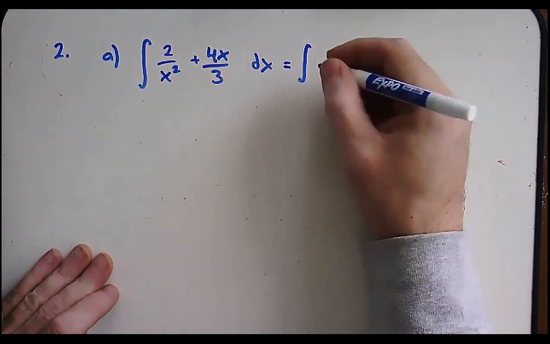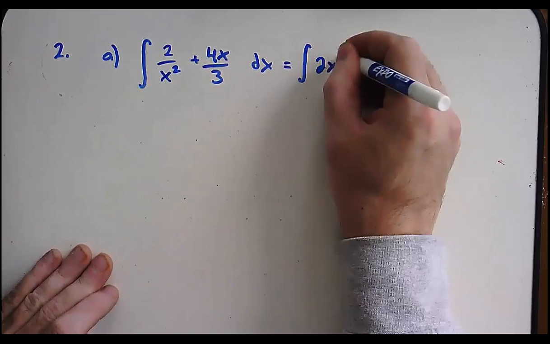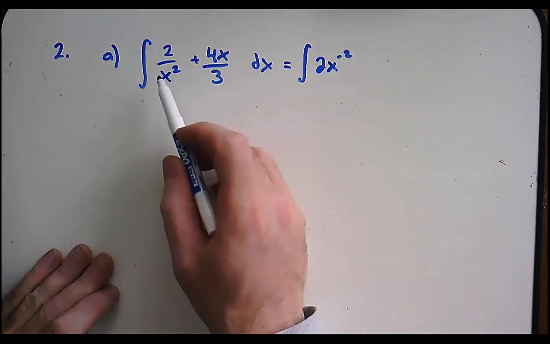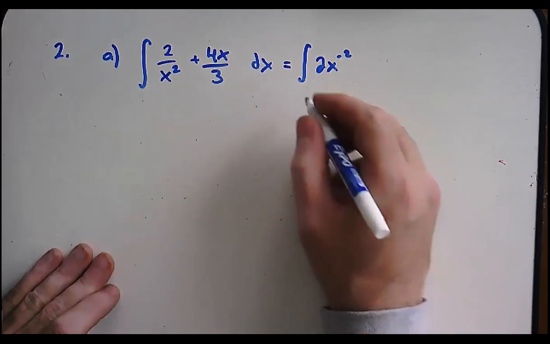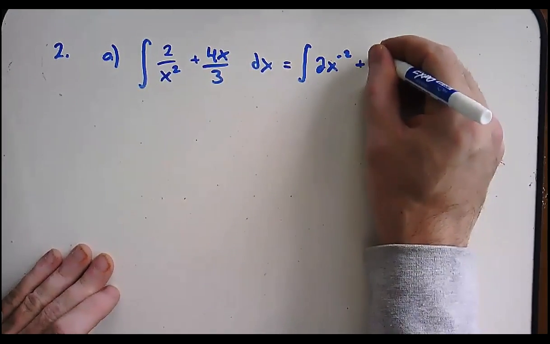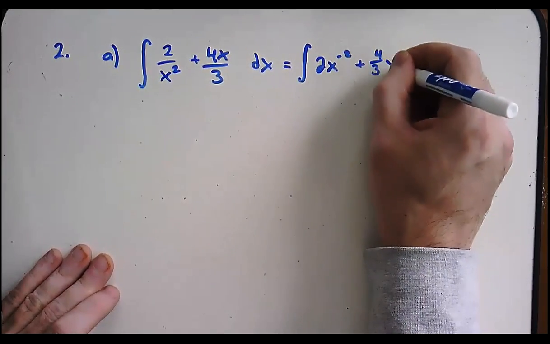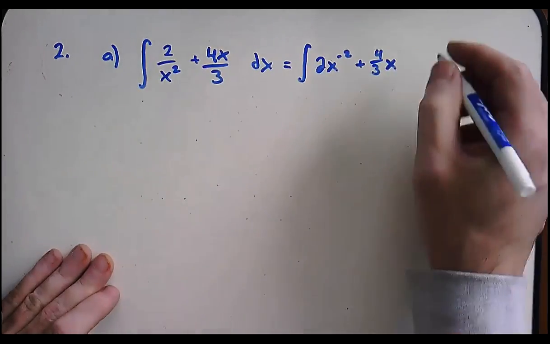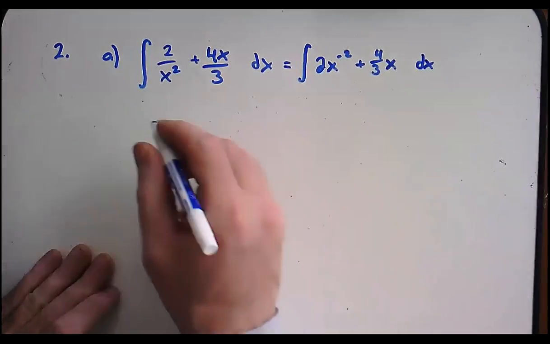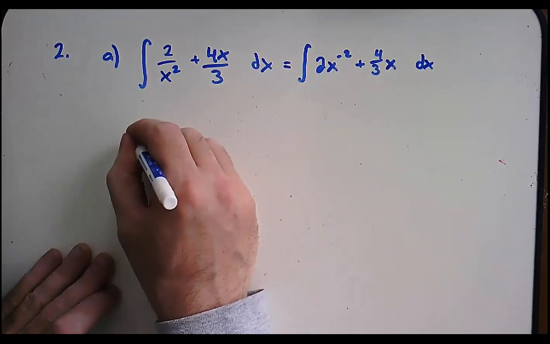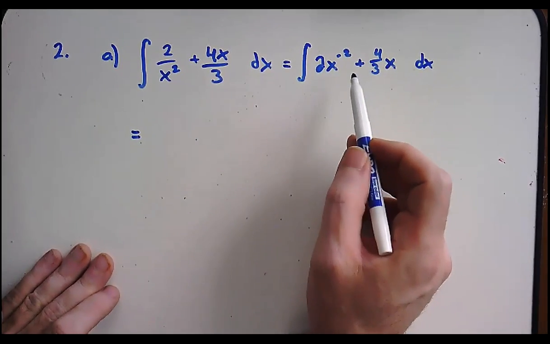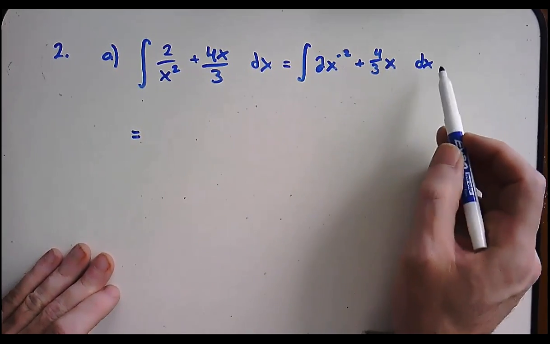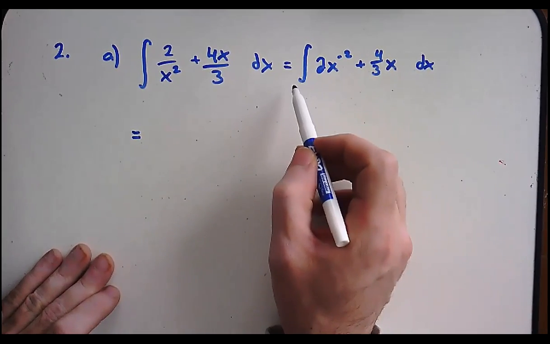So we have the indefinite integral of 2x to the negative second power, right? Because positive powers in the denominator are the same as negative powers in the numerator. And then 4x over 3. It's not important that I do this, but I'll just write it as 4/3 x, all times dx. All right, so now we should be ready to take antiderivatives. As soon as I take my antiderivatives, the dx goes away, the integral symbol goes away.